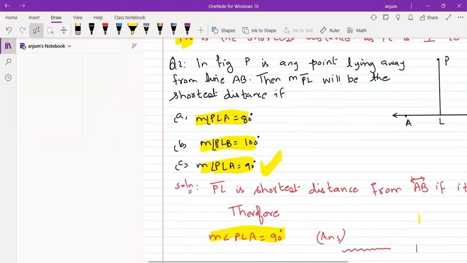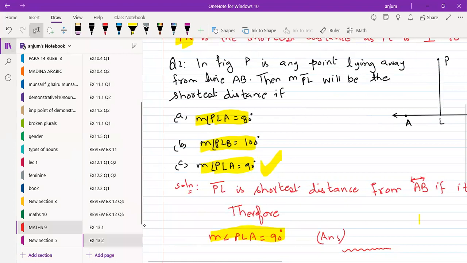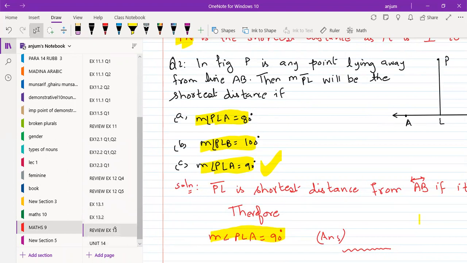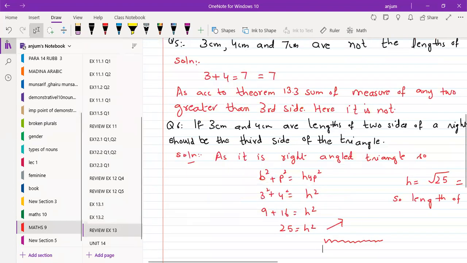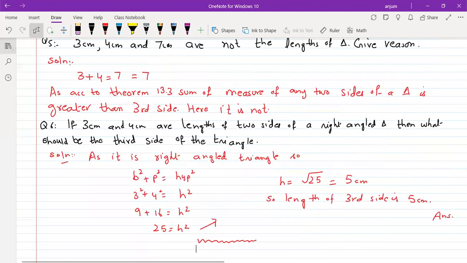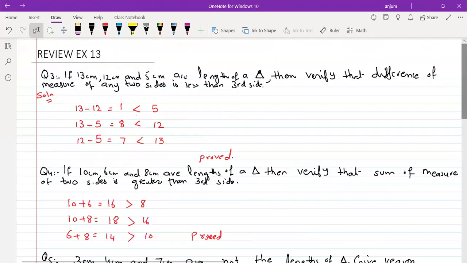Now we move to the next exercise, which is our review exercise 13. A few questions from that review exercise. In question number 3, now they are very simple questions. In question number 3, they say that 13 centimeter, 12 centimeter, and 5 centimeter are the lengths of a triangle, and verify that the difference of the measure of any two sides is less than the third side. So we will take the difference of all the sides one by one.